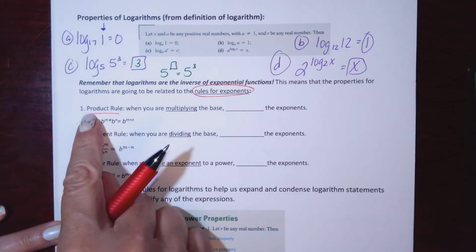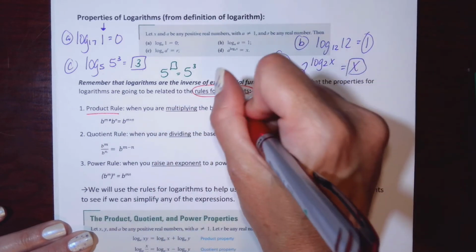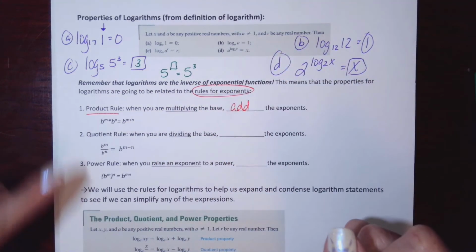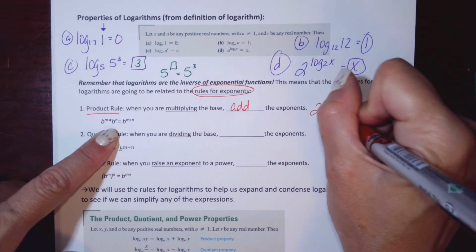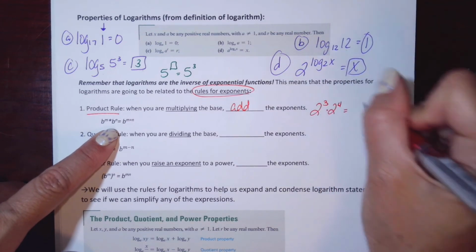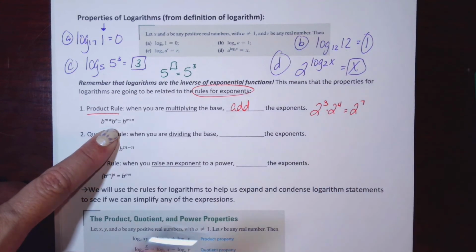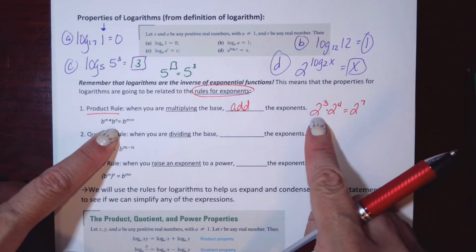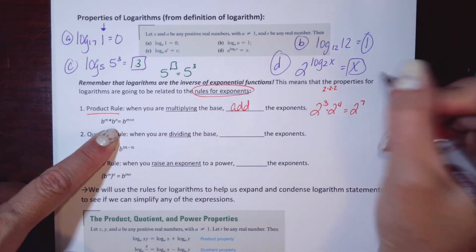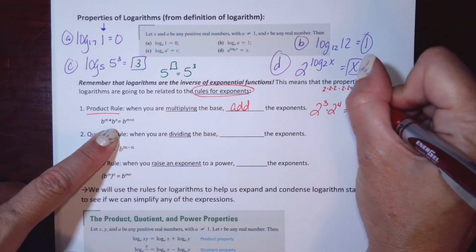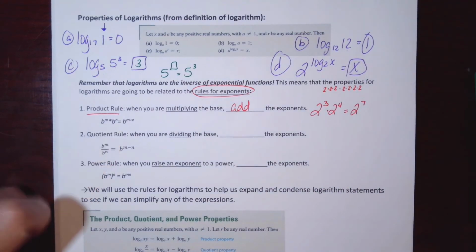Product rule. Product is the answer to a multiplication problem. When you're multiplying the base, we add the exponents. That's what this looks like. An example with numbers, 2 cubed times 2 to the 4th would be 2 to the 7th. When I'm multiplying the base, I add the exponents. Why does this work? Well, 2 cubed is 2 times 2 times 2, right? 2 to the 4th is 2 times 2 times 2 times 2. I'm multiplying 2 times itself 7 times.